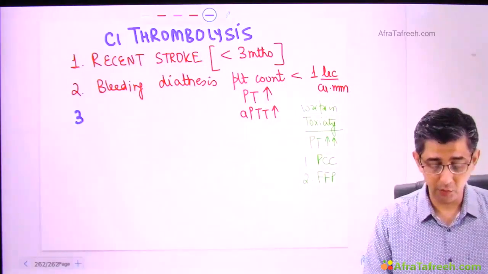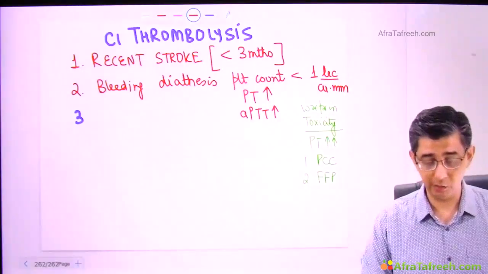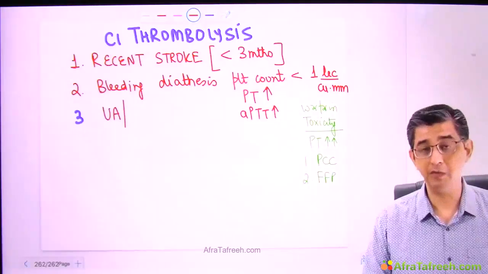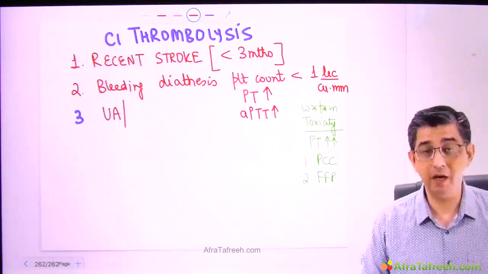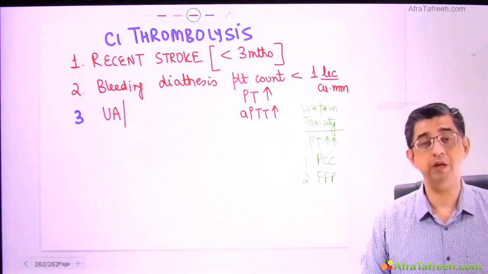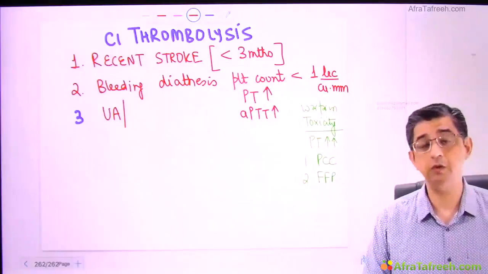Point number 3, I usually find people neglecting it. So let's have a look at this. Though it has been already told to you, I've seen students neglecting it. That is, in unstable angina, the clot is already fragmented. If you're going to fragment it further into smaller pieces, it will not cause any improvement.